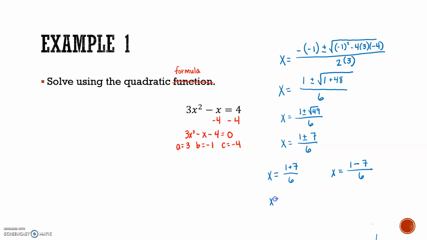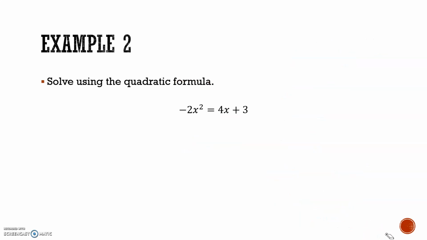So I'm going to get 8 over 6, which is 4/3. And I'm going to get -6 over 6, which is -1. So my 2 answers would be x equals positive 4/3 and -1. Yay, quadratic formula. All right, let's do another one.